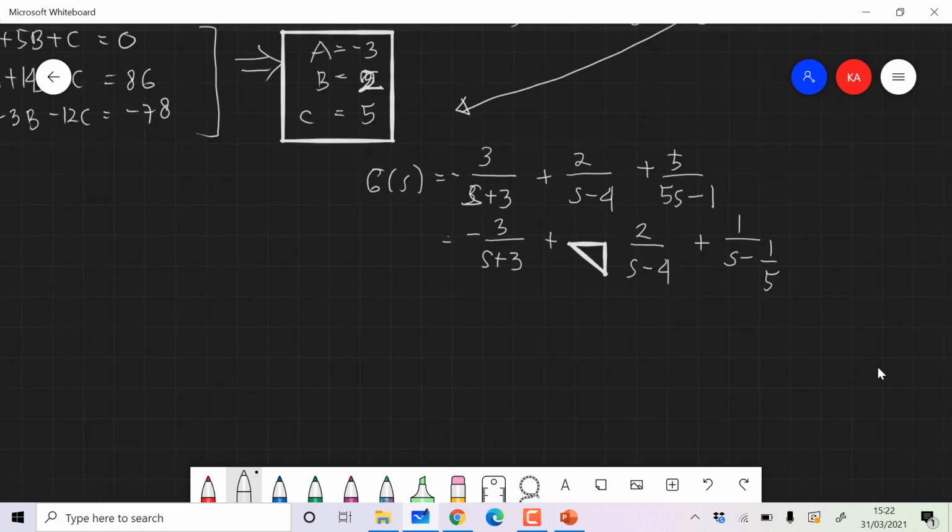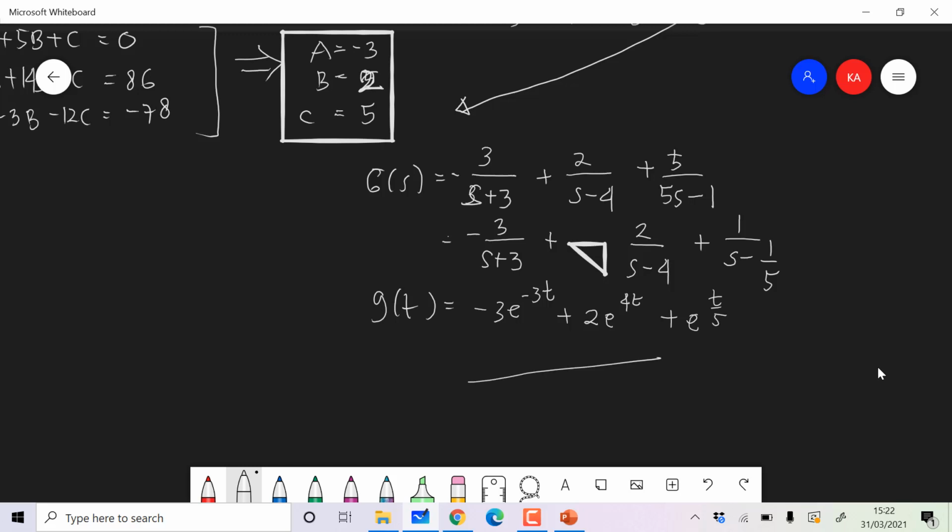So the inverse transform of this one, g(t), is equal to minus 3 e to the power of minus 3t, plus 2 e to the power of 4t, plus e to the power of t over 5. So we can use this method to solve the equation, or to convert from the Laplace transform, from domain s to domain t.